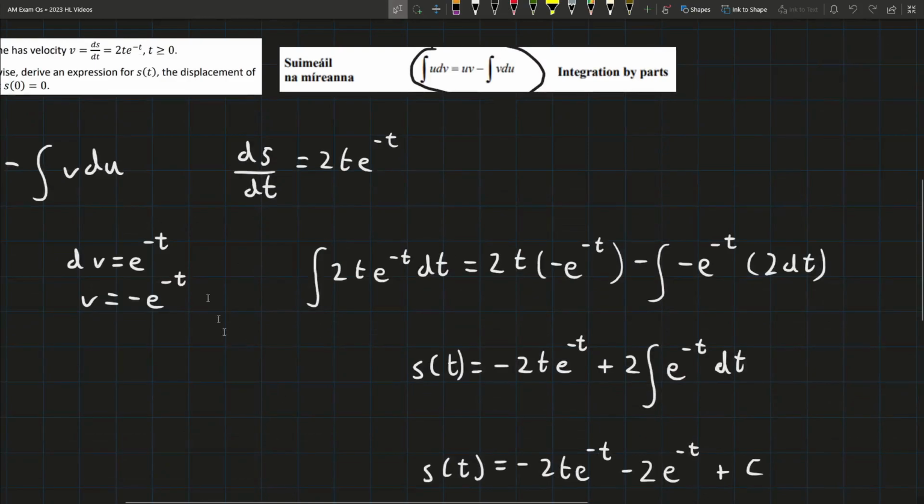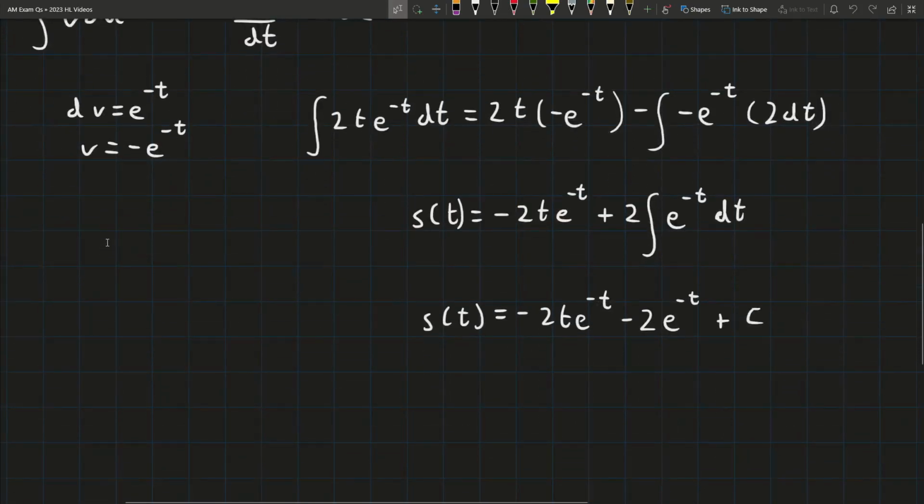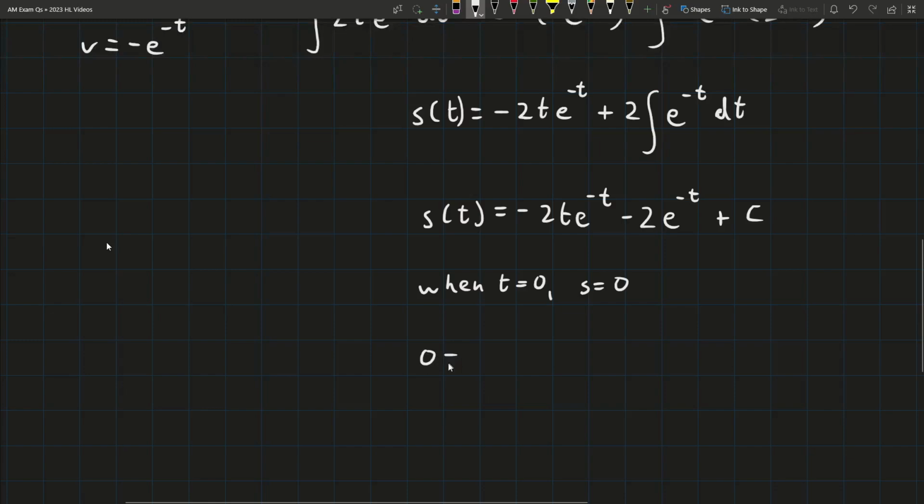Now we're given some information. We're told that s of 0 equals 0. So that means that when t is 0, s will be 0. So we have 0 equals, so 2t e to the minus t, that's just going to be 0, minus 2e to the 0 plus c. 0 equals minus 2 e to the 0 is 1, because anything to the power of 0 is 1. So we get minus 2 plus c, which means that c has to be equal to 2.